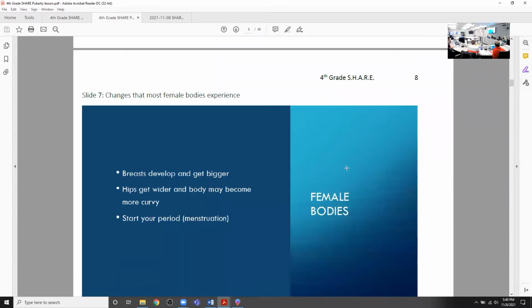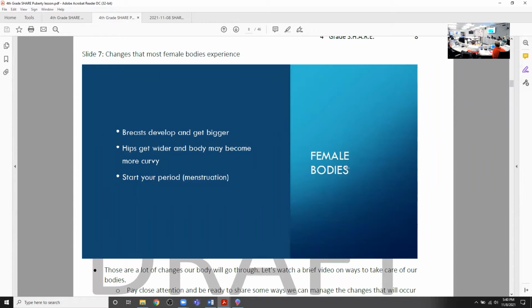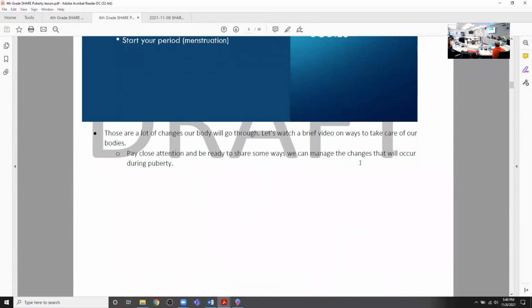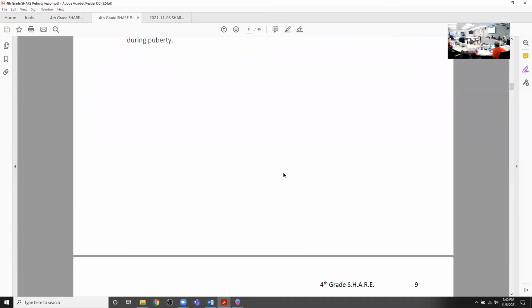And then changes that most female bodies experience: breasts develop and get bigger, hips get wider and the body may become more curvy, starting your period. Those are a lot of changes our bodies will go through. Let's watch a brief video on ways to take care of our bodies. And a reminder to students to pay close attention and be ready to share some ways we can manage the changes that will occur during puberty.